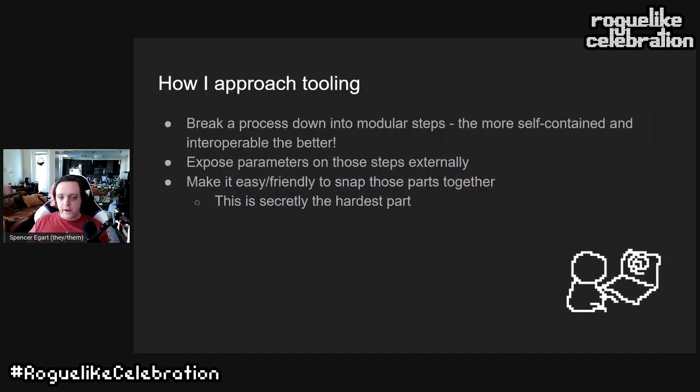So exposing those parameters provides more power to each step in the process as well. The secretly hard part of all of this is making it friendly to work with. So finding frameworks that make the user interface part easier is always a boon, because then you don't have to worry so much about that when you're trying to build the hard procedural generation part.